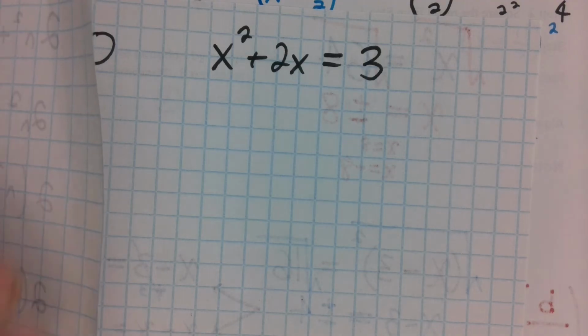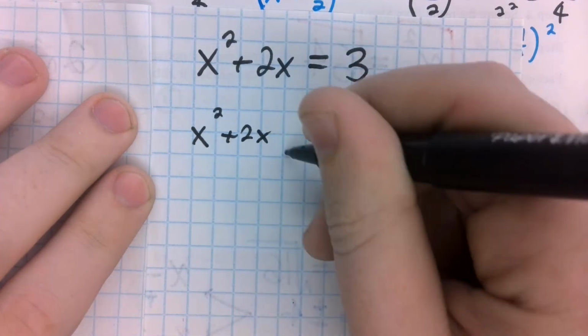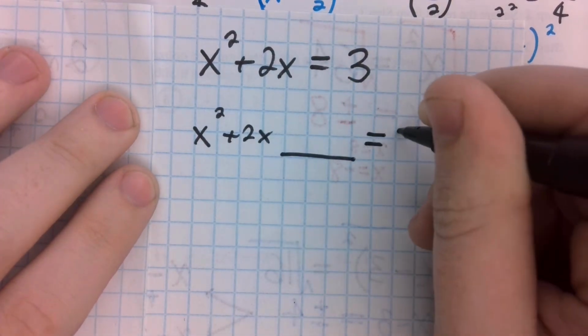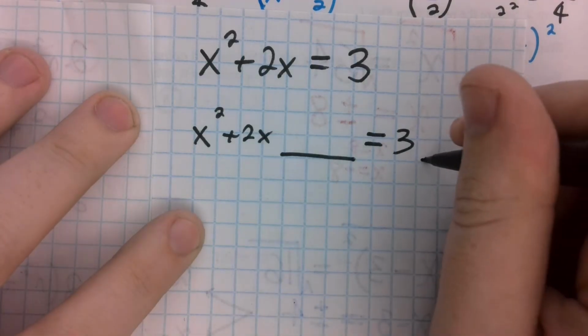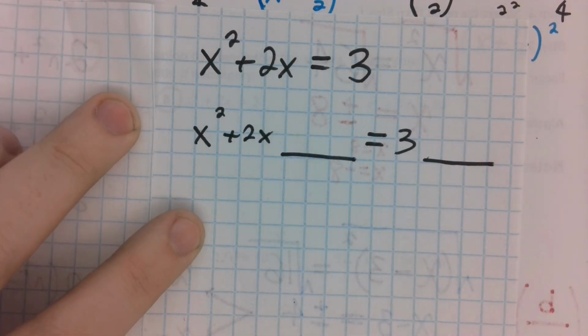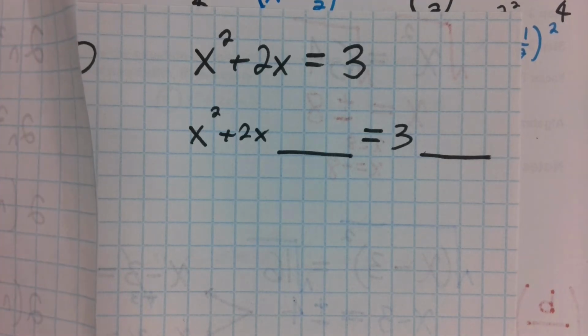Well, to complete the square, we're really looking for that magic number that we could put here that would make this a perfect square trinomial. Just remember, we're also going to have to add it to the other side. Well, let's complete the square then.